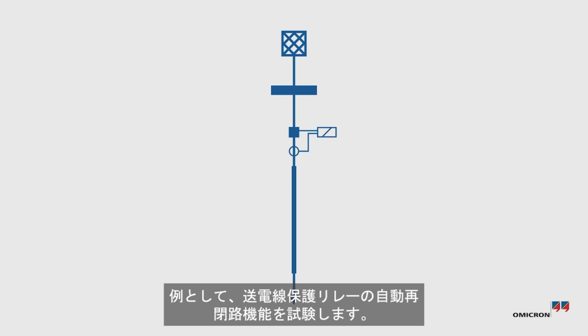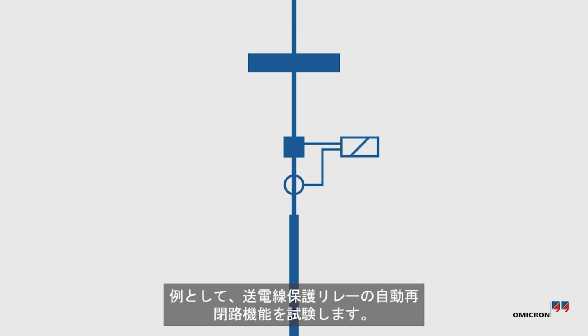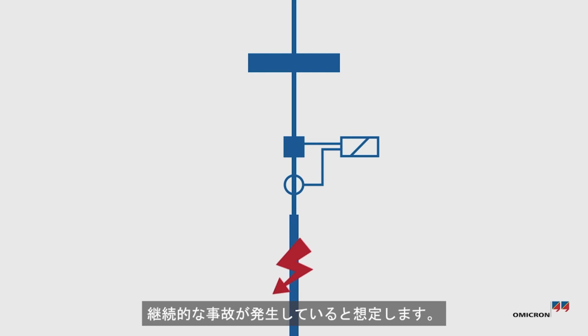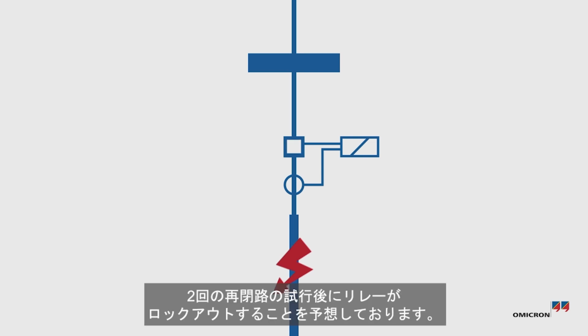We will test the auto-reclosing function of a line protection relay as an example. We assume that there is a persistent fault. The relay under test will attempt to reclose twice, and we expect the relay to lock out after 2 reclosing attempts.